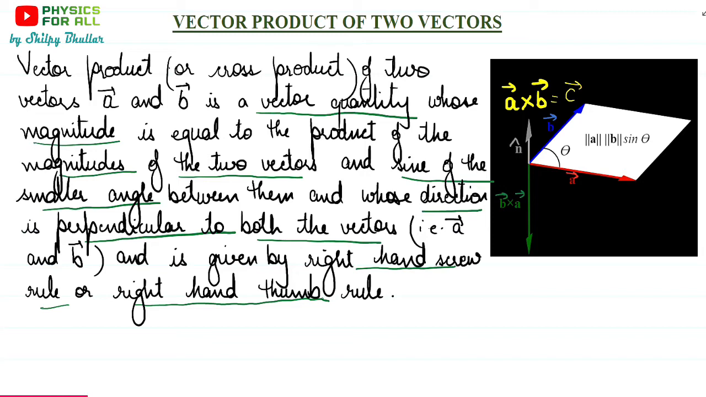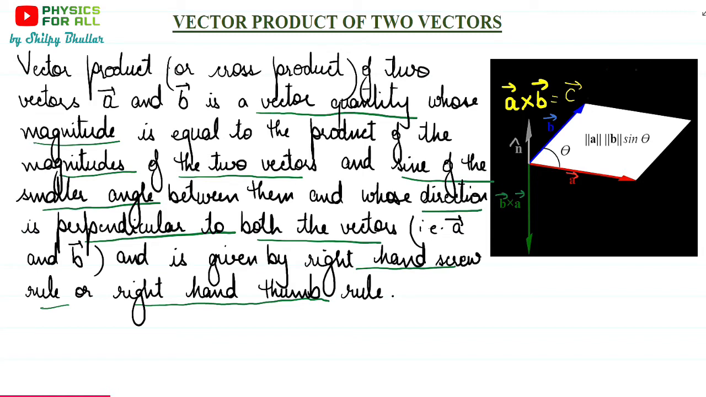As far as magnitude is concerned, that is totally fine: it will be equal to the product of the magnitudes of the two vectors and the sine of the smaller angle between them. But what about direction? They are saying it is perpendicular to both vectors. We can understand that concept with the help of these two rules, the right hand screw rule or right hand thumb rule. We can consider this resulting vector A cross B as some other vector C.